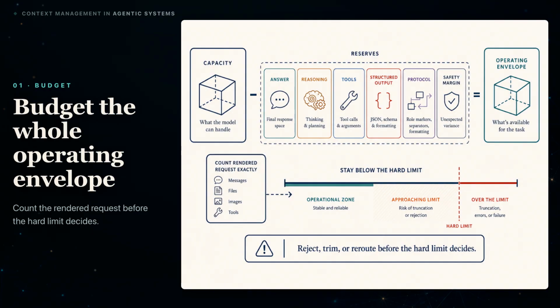Before each call, count the provider-rendered request exactly. That means messages, files, images, tool definitions, and other structured content. Not only the strings in your database. OpenAI, Anthropic, and Gemini all expose request-aware token counting or usage information, though their interfaces differ. A request that technically fits can still be operationally over budget. Track the breakdown by category, and reject, trim, or reroute before the hard limit makes the decision for you.